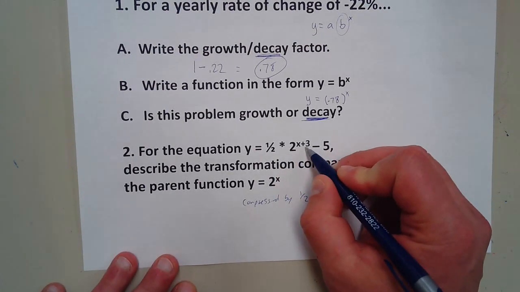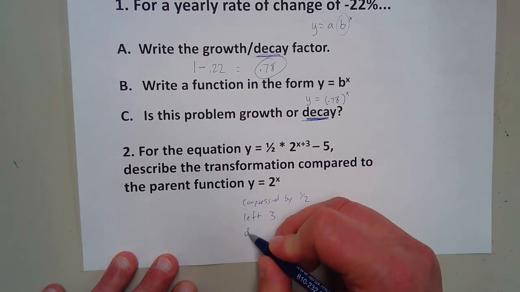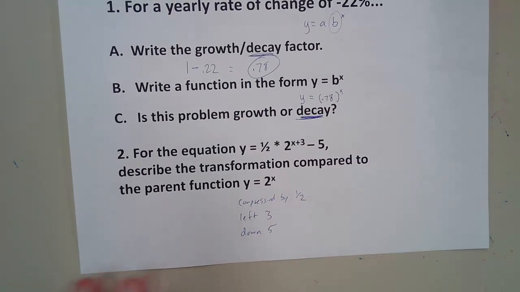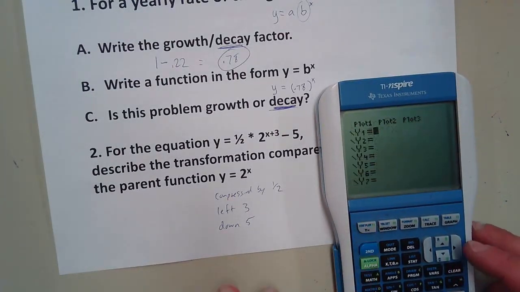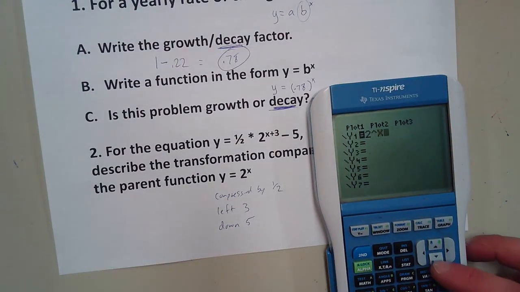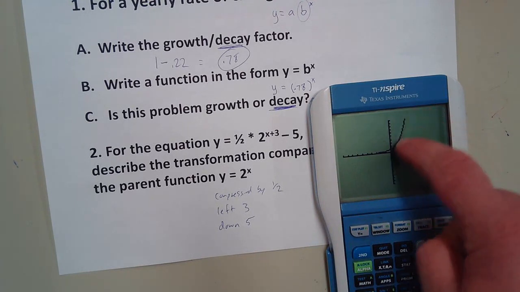No negatives anywhere, so this +3 will make it be shifted left 3, and the -5 will make it be shifted down 5. Beauty of stuff like this is, I think I've said this a whole bunch of times, you can always graph them and double check things. So if you put in that parent function, you take a look at what it looked like. You're like, yep, solid doubling exponential growth function.